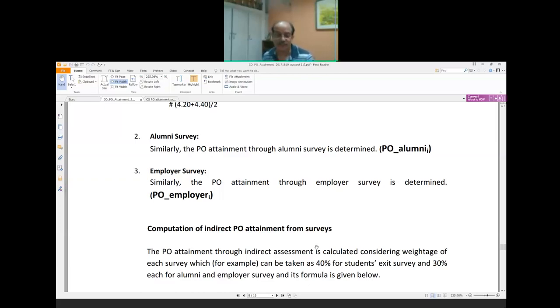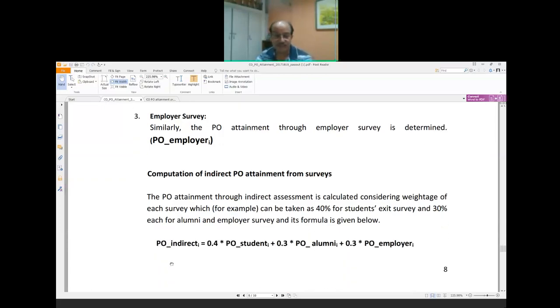Then again, we define 40% for the student exit survey, and 30% each for the alumni and employer surveys. This has to be defined while you define these surveys. And this is how we calculate PO indirect. PO indirect I is 0.4 of PO indirect students I, 0.3 of alumni, and 0.3 of the employer. That means corresponding to each of these, I multiply the average value I got with its weight, and this is how I get the PO indirect value. I hope this calculation is clear to you.